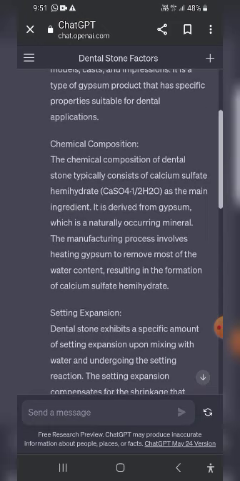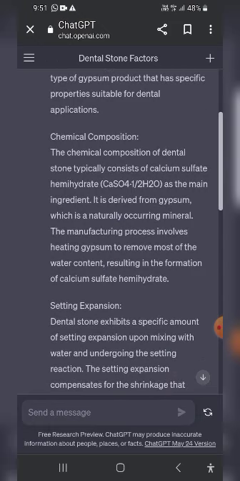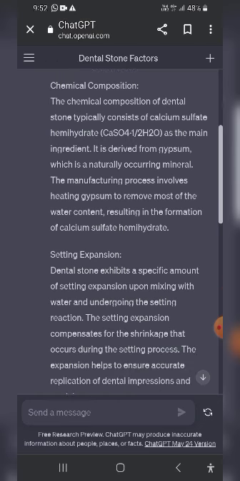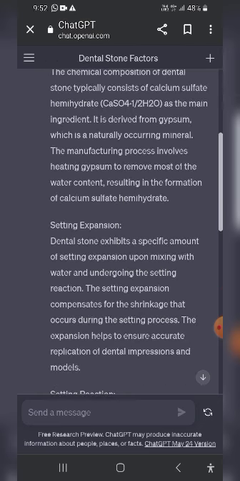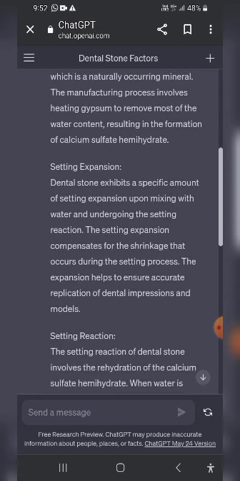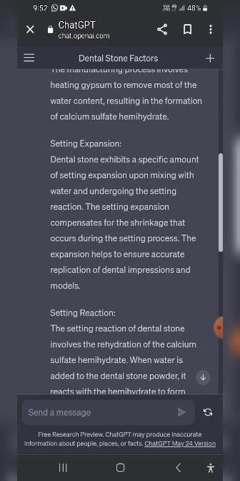Chemical composition. The chemical composition of dental plaster typically consists of calcium sulfate hemihydrate, CaSO4·0.5H2O, as the main ingredient. It is derived from gypsum, which is a naturally occurring mineral. The manufacturing process involves heating gypsum to remove most of the water content, resulting in the formation of calcium sulfate hemihydrate.